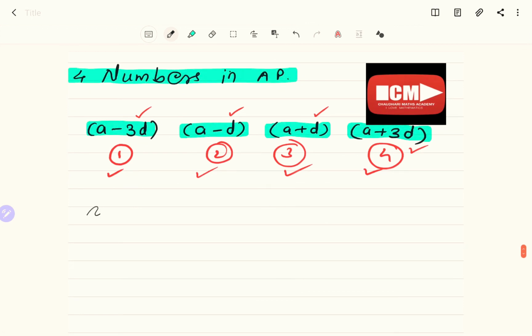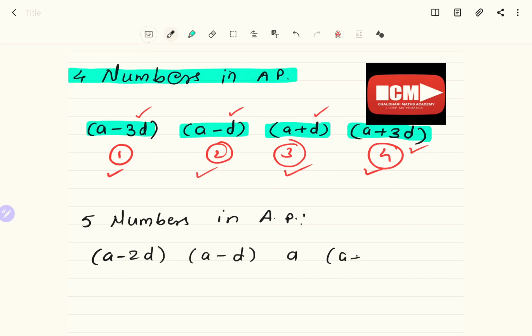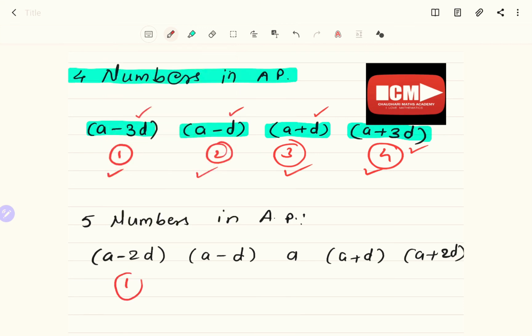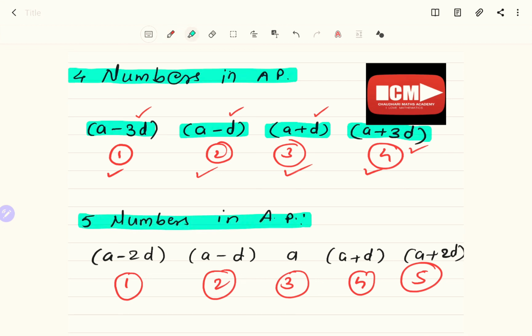What if it is a question of five numbers in AP with the sum given? Please select the numbers in this order: A minus 2D, A minus D, A, then A plus D, and the last one is A plus 2D. This is the order in which you have to select five numbers of AP if the sum of the numbers is given. The logic remains the same as we discussed for three numbers and four numbers.